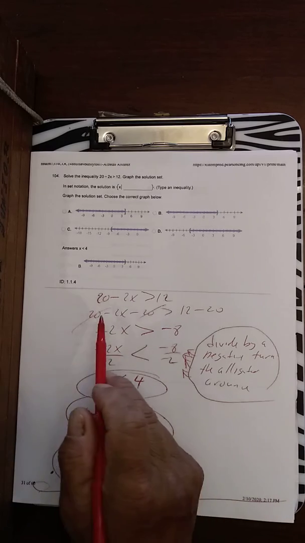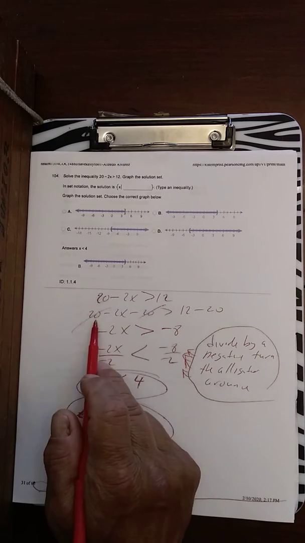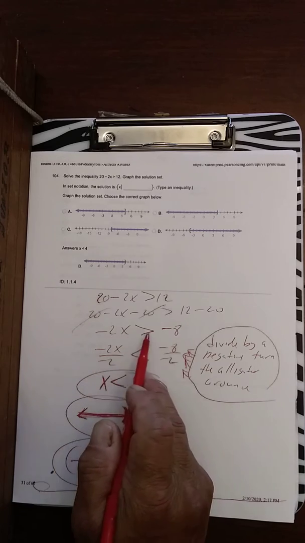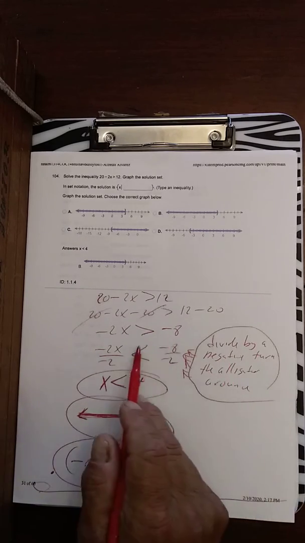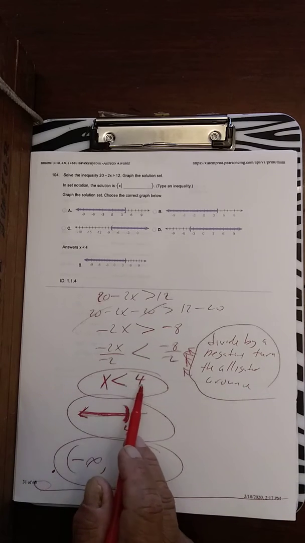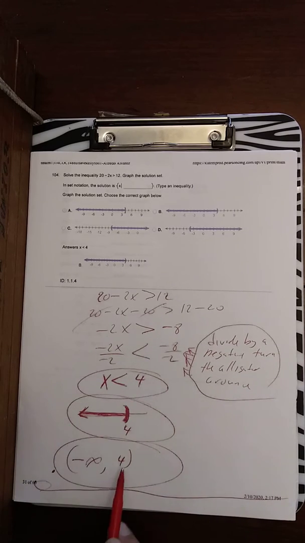Solve this. 20 minus 2x is bigger than 12. So minus 20, minus 20. Now minus 2x is greater than negative 8. Divide by negative 2, divide by negative 2. And if you divide by a negative, you have to turn the little alligator around this way. So x is less than 4, or 4 this way, or 4 to negative infinity.